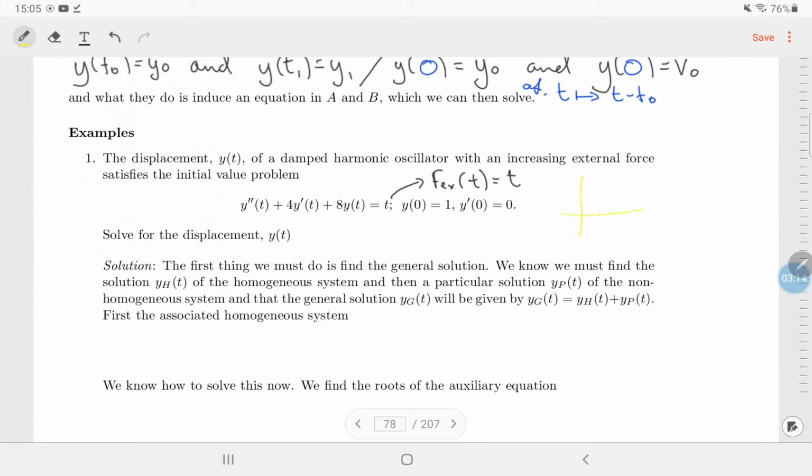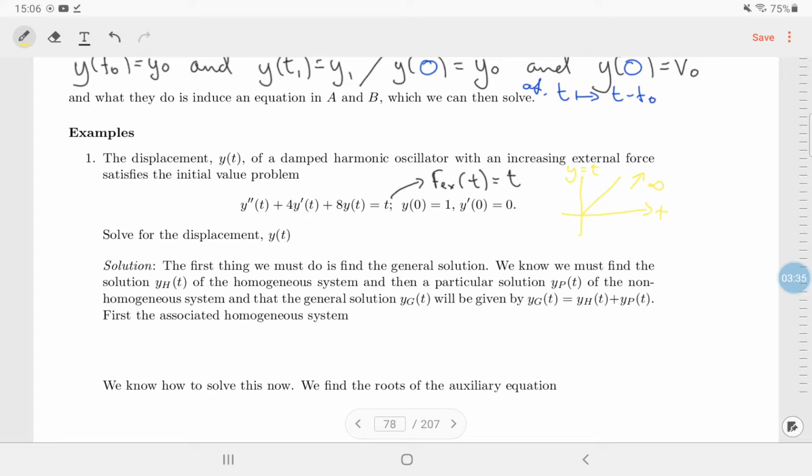So this external force is initially y equal to t. It's initially 0 and it grows, it gets bigger and bigger off to infinity. So if this is a damped harmonic oscillator, eventually it's going to break. But let's see what happens. So solve for displacement. Now we've got a big theory.